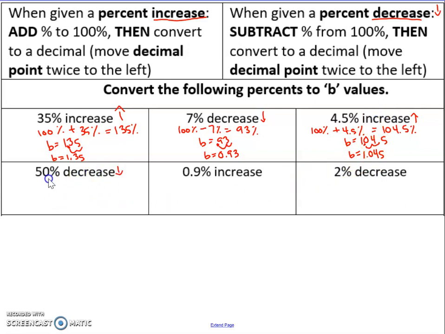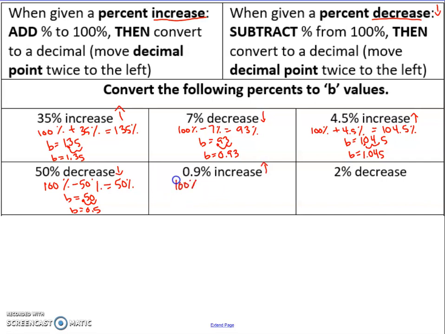50% decrease. Decrease, I subtract it from 100, so 100% minus 50% equals 150%, right? Whoa, no, it doesn't. Guys, how are you going to let me subtract wrong? All right, minus 50% equals 50%. Hey, there we go. Okay, so crazy sometimes. All right, so we drop the percent sign, move the decimal twice to the left, so my B value is actually 0.5, and that shows decrease. Woo!